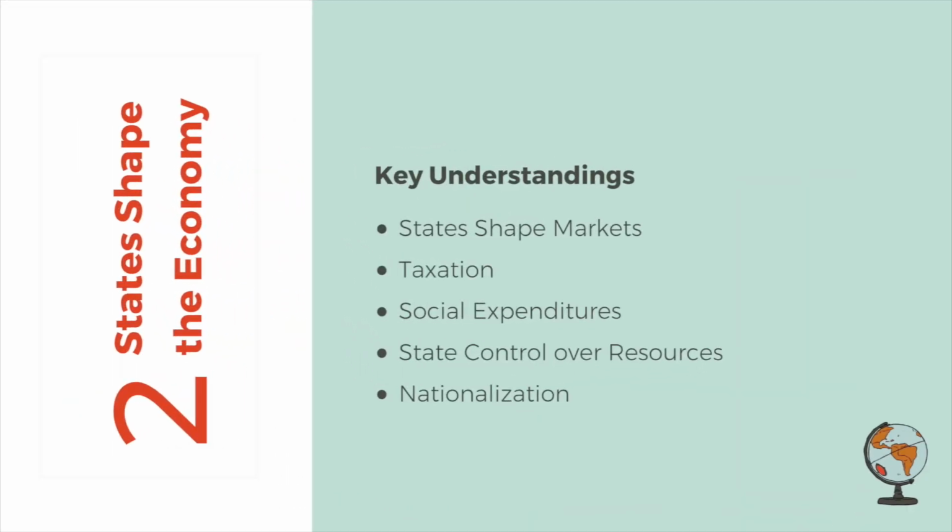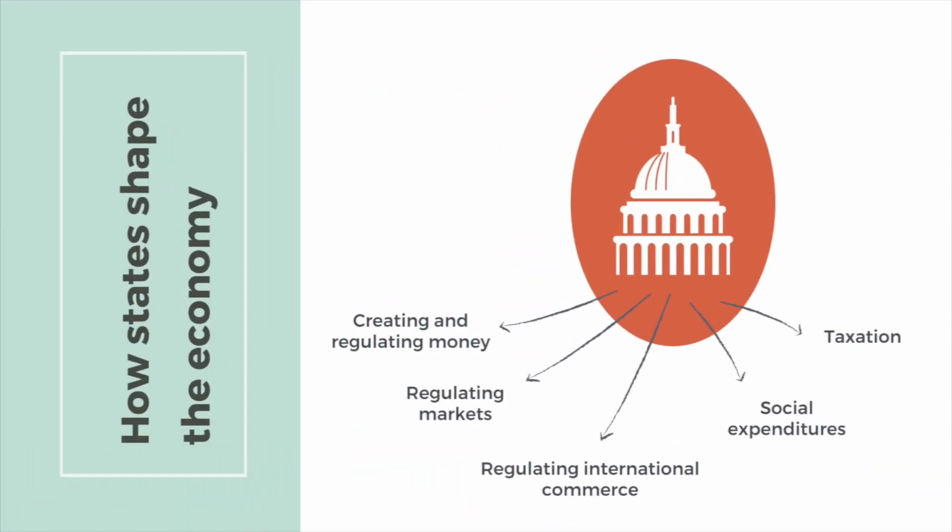Now that we've looked at these basic concepts, we need to talk about the impact that states have on economies. In particular, we're going to talk about taxes, social expenditures, and the ways in which states can control and manage natural resources. States play all kinds of roles in the economy. In the first place, states create and regulate money. But states also create rules for the exchange of goods and services, which are called regulations. States regulate what goods can be brought in from foreign countries and how goods produced domestically can be shipped abroad. These are called trade or international commerce regulations.